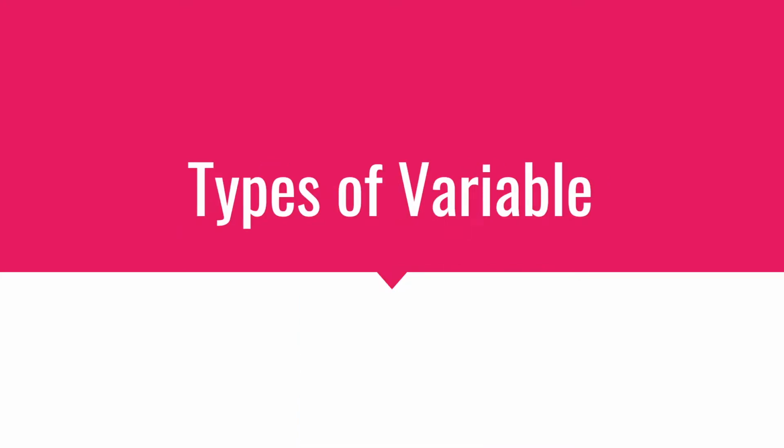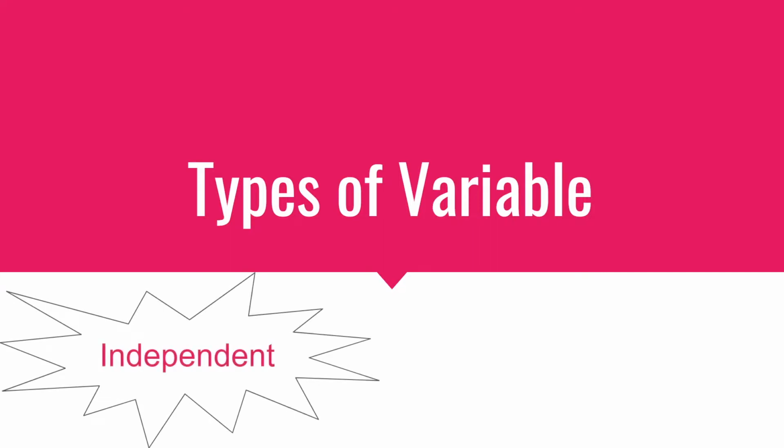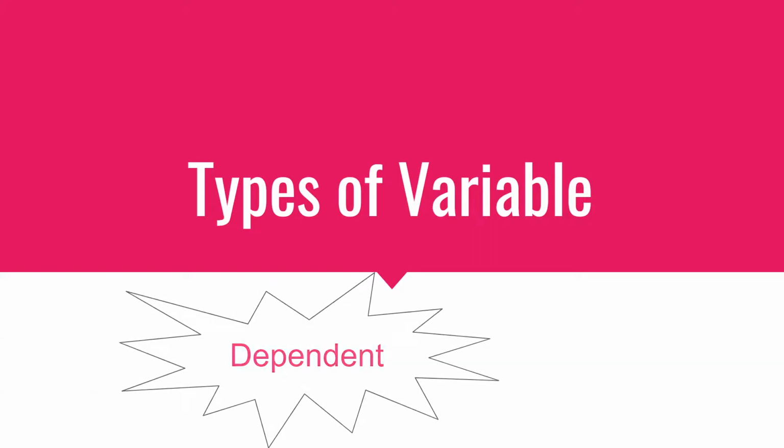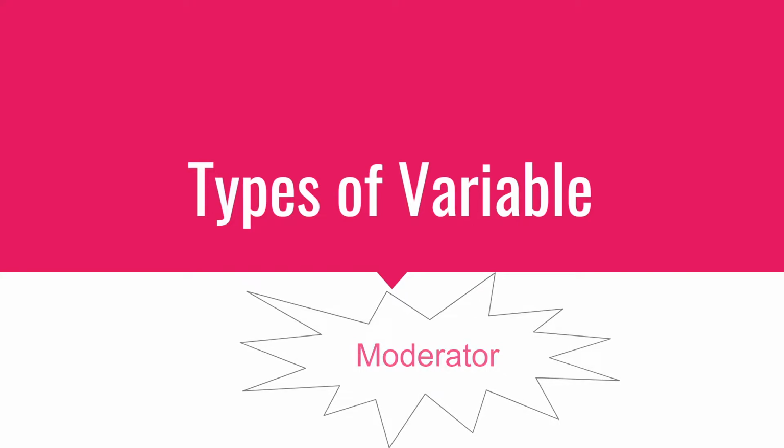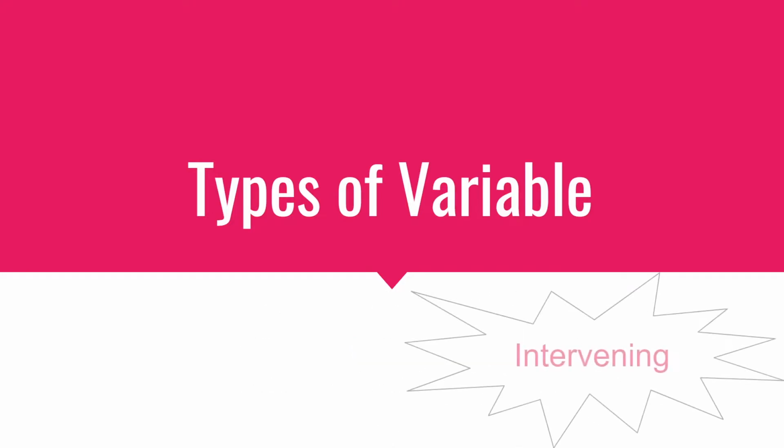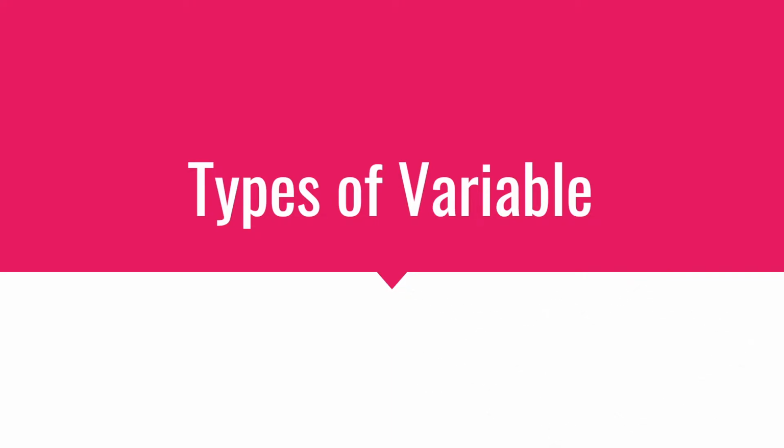There are five types of variable in terms of research methodology: independent variable, dependent variable, moderator variable, control variable, and intervening variable. Today we are going to discuss the independent variable. Now, what is an independent variable?